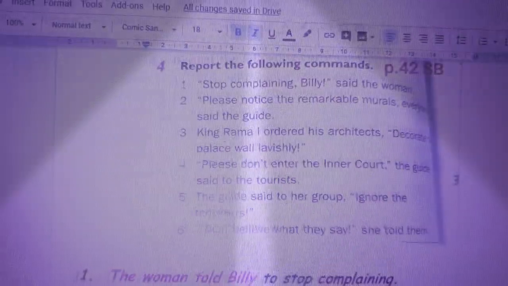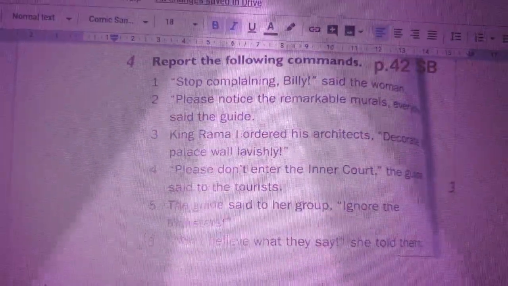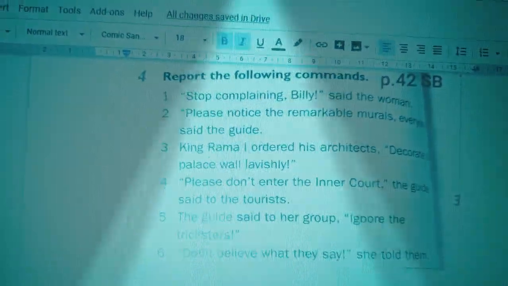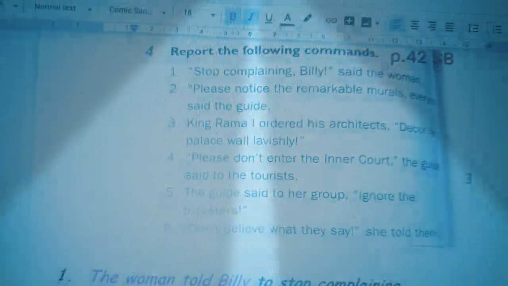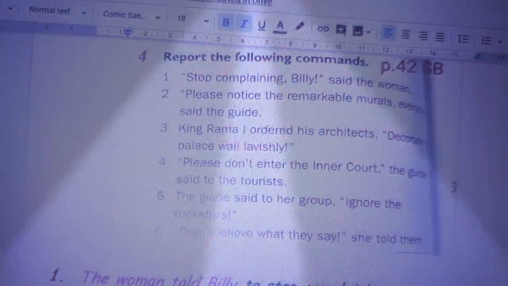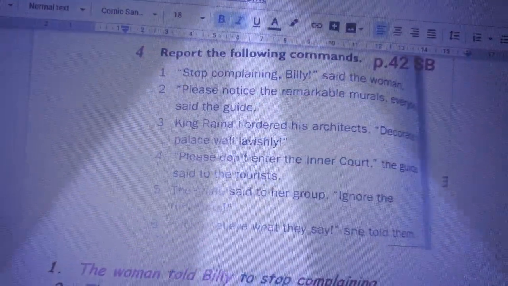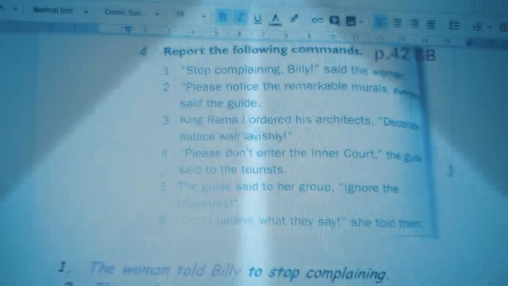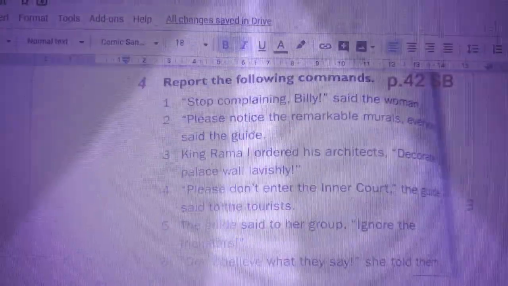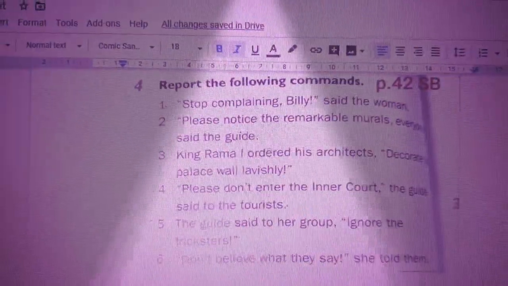So this is exercise number 3. Move to exercise number 4 on your student's book, page 42. This is reported commands. Report the following commands. This is as the video I sent for you. Stop complaining, Billy, said the women. Let's see. The women said to stop complaining, Billy.